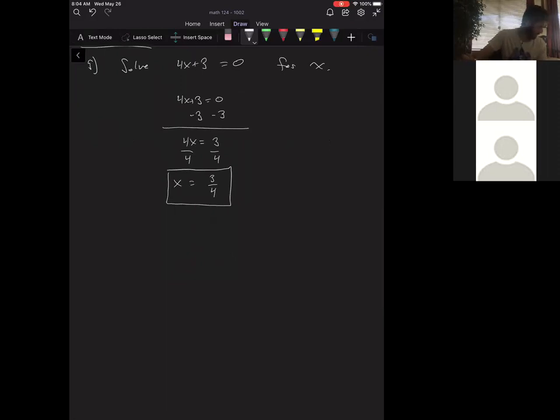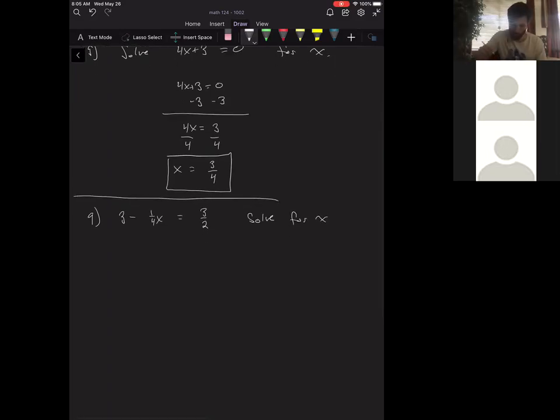Let's move on. Let's do a couple more. And we can do some ones with fractions. How about number 9? We have 3 minus 1/4 x is equal to 3 over 2. All right, so basically it's the same, solve for x. It's still the same idea as the last problem. We've got to get x alone on one side.